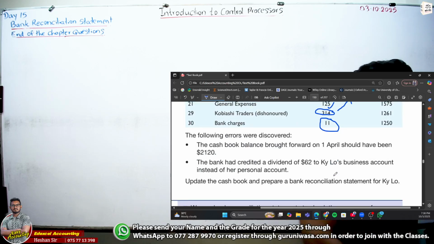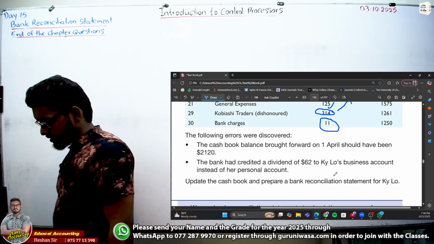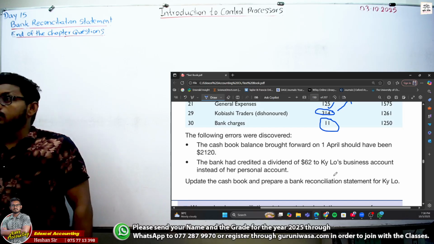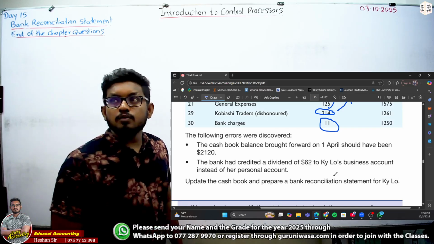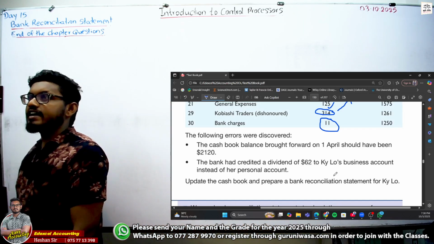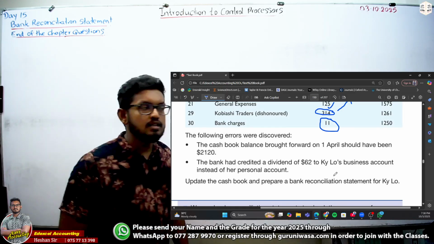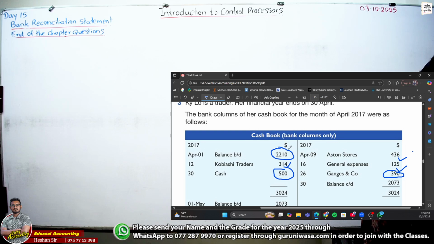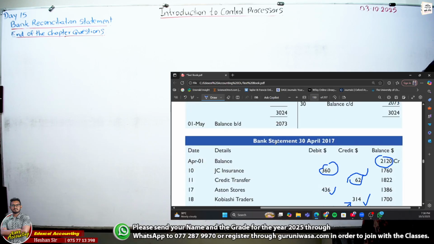The following errors were discovered. Let's see the errors. The cash book balance brought forward on 1st of April should have been 2120. The cash book balance should be 2120. This is incorrect.